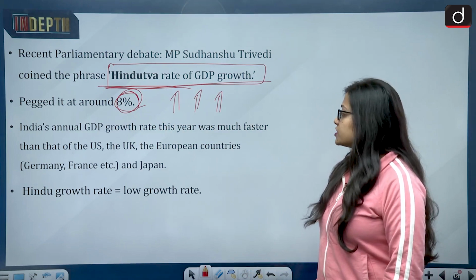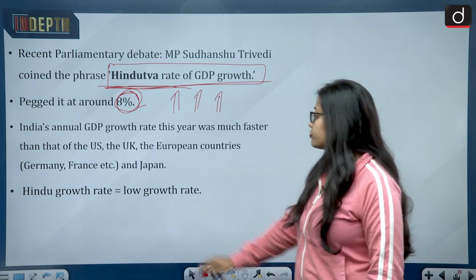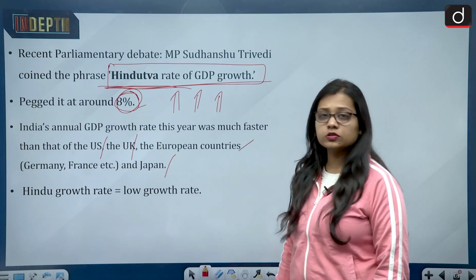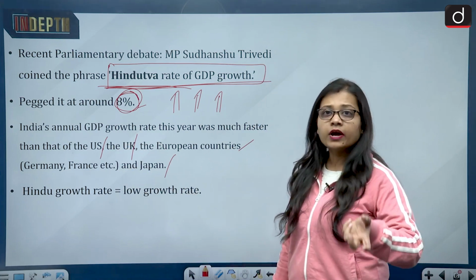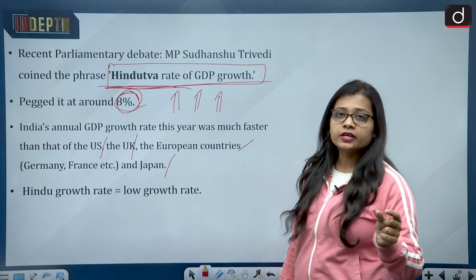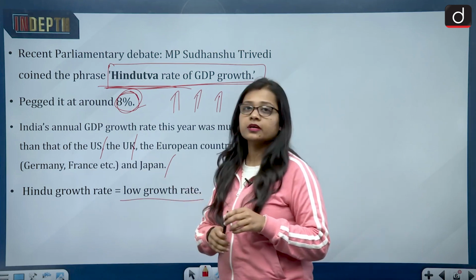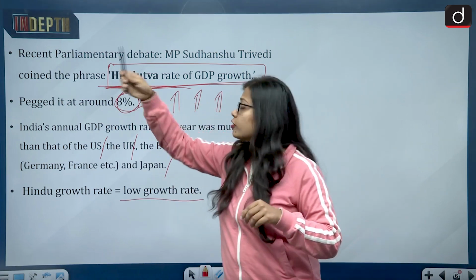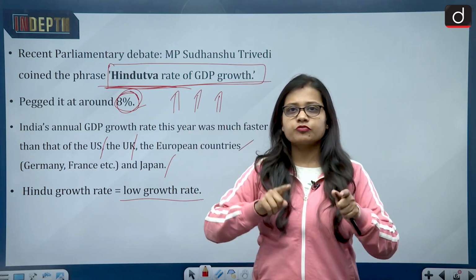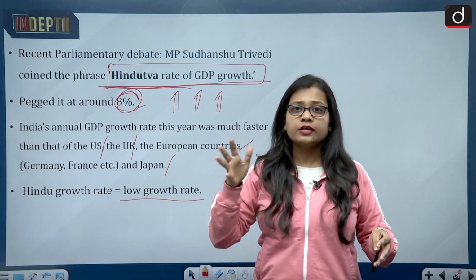So India's annual GDP growth rate this year was much faster than that of the US, UK, European countries and Japan also. And why is it different from the Hindu growth rate? Because the Hindu growth rate refers to the low growth rate, while the Hindutva rate of GDP growth refers to the high growth rate. So there is a difference. Hindu growth rate, low growth rate; Hindutva growth rate, high growth rate.